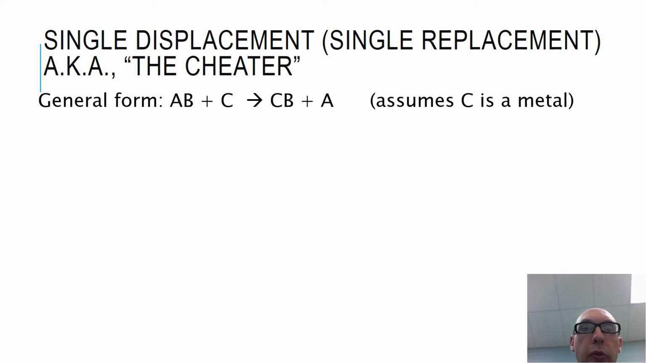First of all, the general form is AB plus C produces CB plus A, which means that we're assuming that C is a metal, so metals I'm going to underline in green. C obviously is a metal, and because it took the front spot, A obviously is also a metal. So in this situation, metals would always be in front. It's possible for the element C to be a non-metal, in which case it would have taken the place of B.